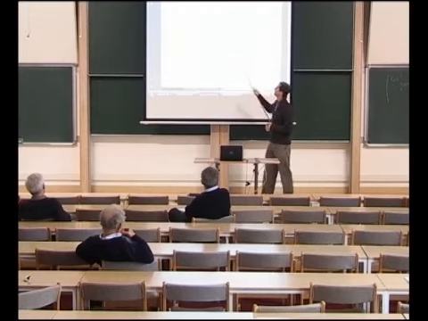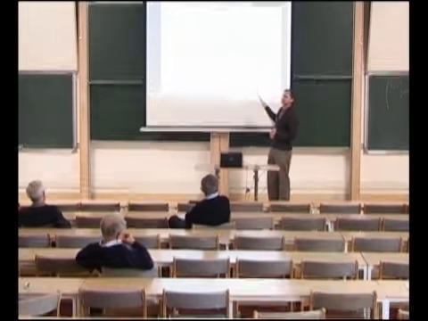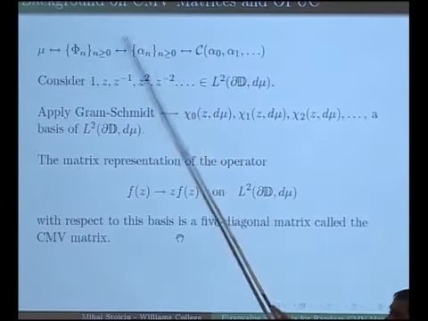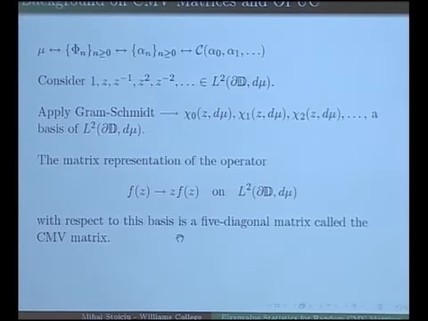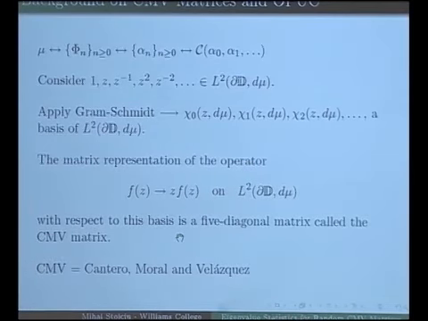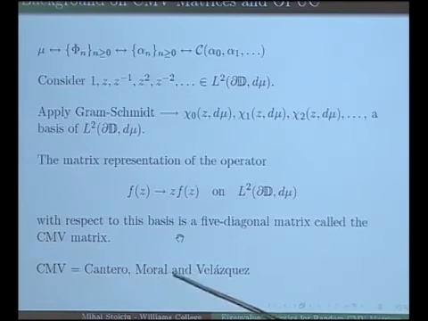So this is the matrix representation with respect to this basis, it is the CMV matrix. And now, with this, we have a complete picture and a one-to-one correspondence. Measures, CMV matrices, Verblunsky coefficients, and it's a nice way of describing, parametrizing measures on the unit circle.